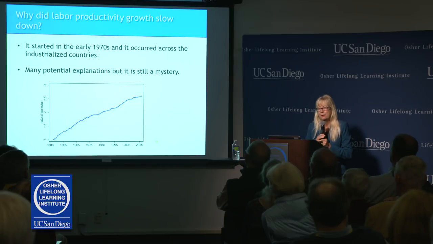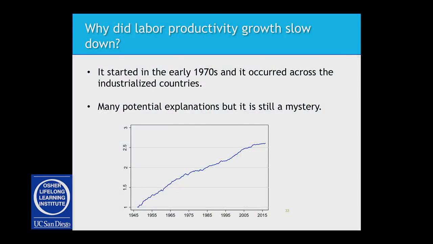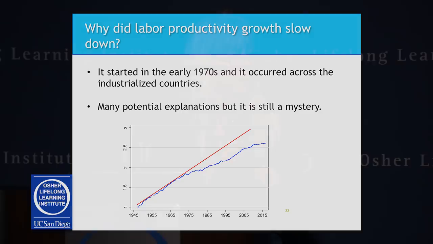Now, why did labor productivity growth slow down? As I said, it started in the early 1970s and it occurred across the industrialized countries. There are many potential explanations, but really it still is a mystery. And a book I can really recommend by a friend of mine who's a professor at Northwestern, Robert Gordon, is called The Rise and Decline of U.S. Economic Growth, that compares what was happening back in the late 19th century to the present. And he says that people just aren't coming up with good ideas anymore. But then the question is, why were they able to come up with good ideas before and not now? But that's one of the problems there.